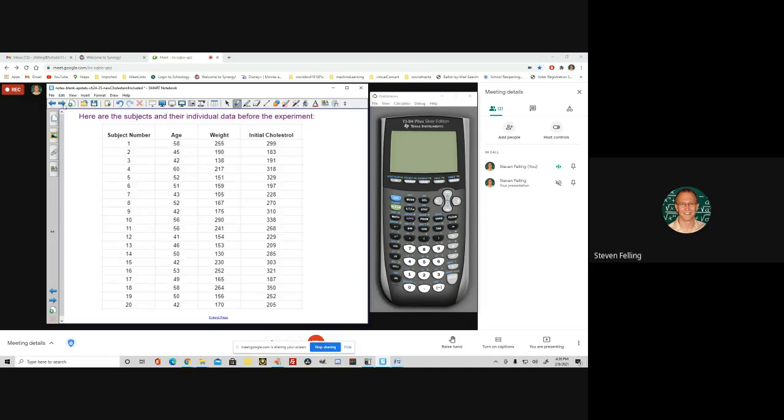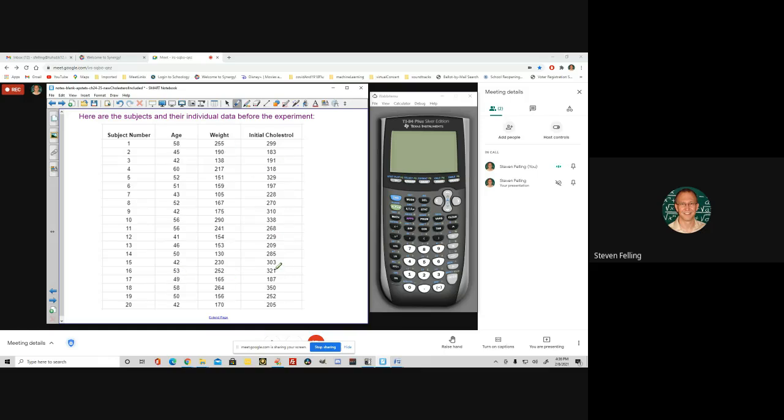Okay, so we have to identify some subjects. Here are some example patients. They all have high cholesterol. Cholesterol is supposed to be around a number that's around 100 or below. So these people all have high cholesterol, sometimes very high cholesterol. We just have the subjects numbered from 1 to 20. They have different ages, different weights, and then initial cholesterols.